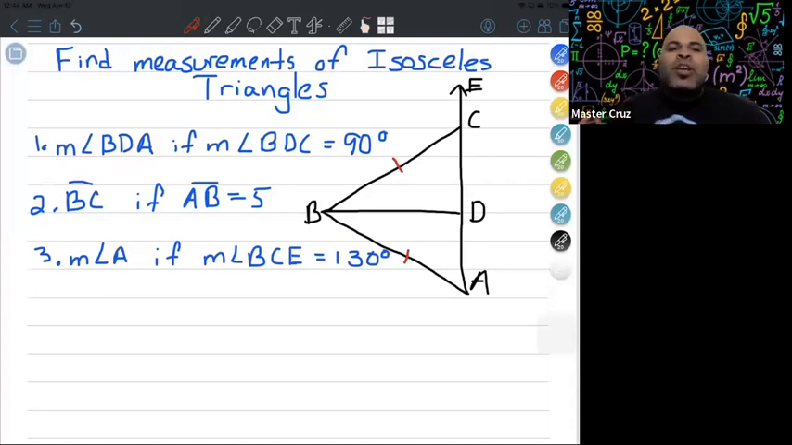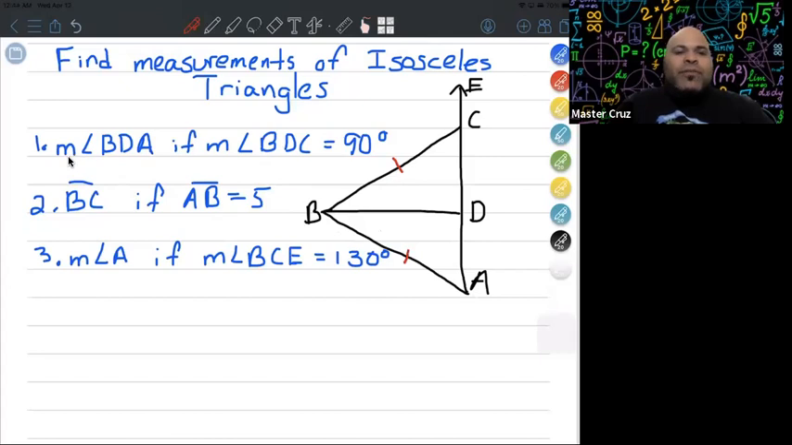And today we're going to find measurements of isosceles triangles. So here we go. If I give you an isosceles triangle, and notice that I marked the sides that are congruent, so side AB is congruent to side BC, I'm going to ask a few questions about this triangle.